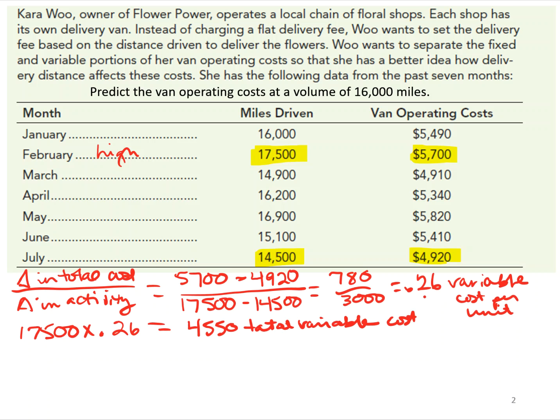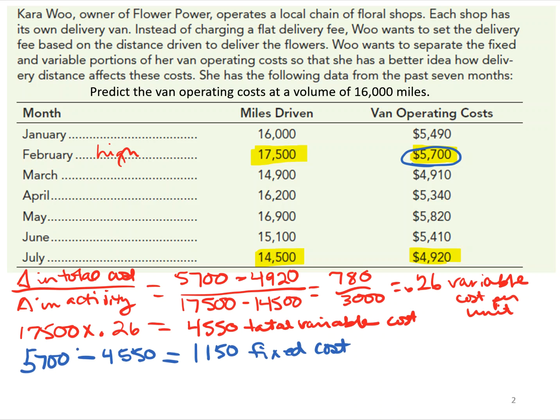Okay, so I know my total variable cost is 4,550, and I also know that my total operating cost here was 5,700. So remember, total cost of 5,700 minus my variable cost, which is going to be 4,550, is going to give me my fixed cost. So if that's the case, this means that my fixed costs are 1,150. Okay, total cost minus variable cost gives me fixed cost. Now we can go back and we can use our low level of activity, and we can just double check that.